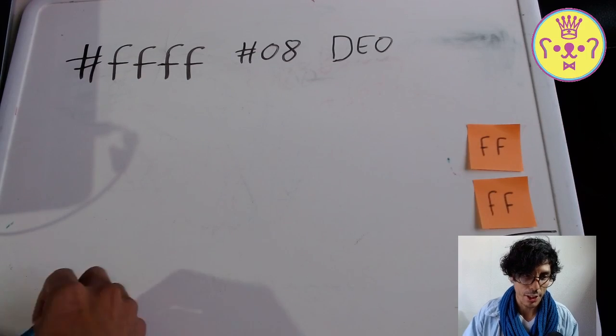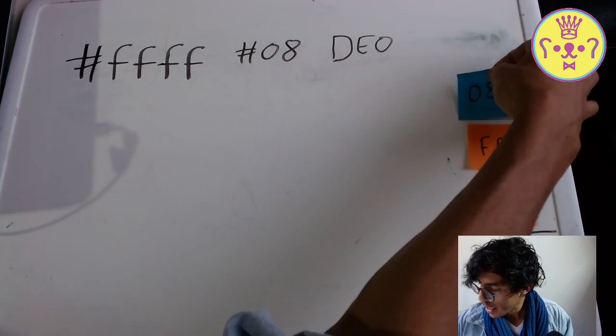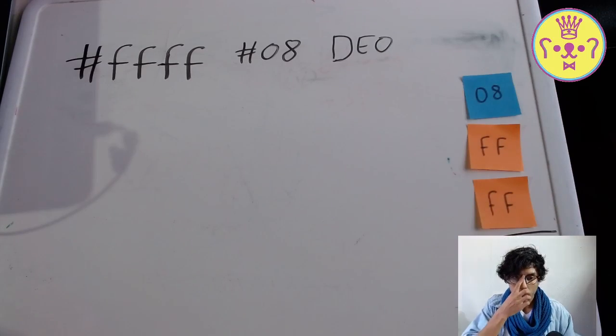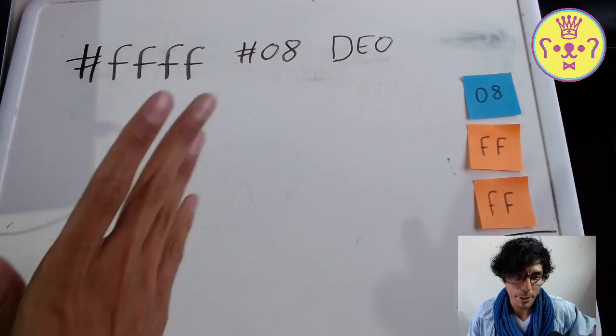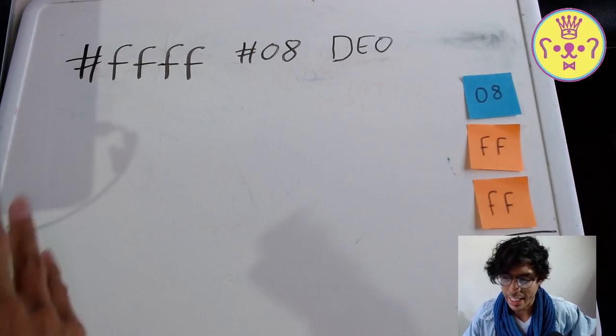I will put it in another color for some reason, but it's also a number. It's just a number. I'm just coloring it differently. It's kind of syntax highlighting.